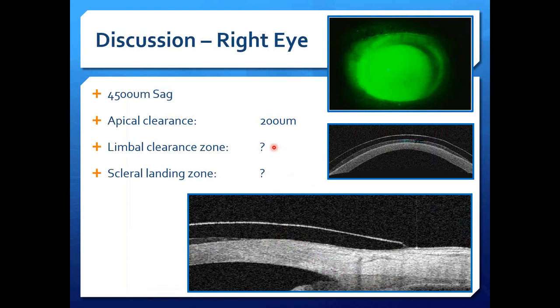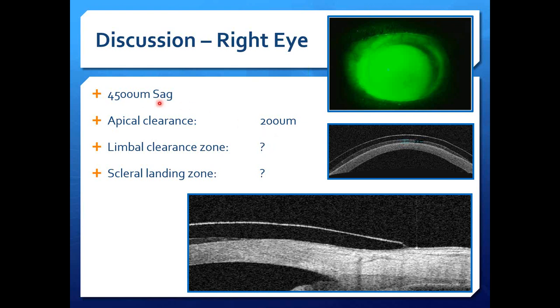And a 5-step adjustment would increase the depth 125 microns. So by increasing our limbal clearance zone 5 steps, that would add 125 microns to the apical clearance, giving us a total of 325 microns of apical clearance. We'll talk more about how the limbal clearance zone changes affect the sagittal depth of our lens, but that's generally how we would approach the fit.